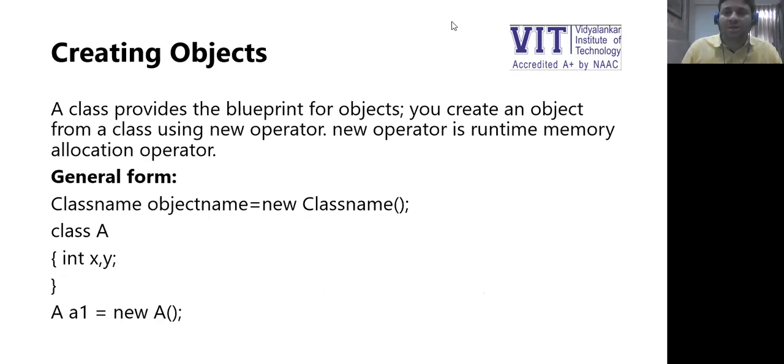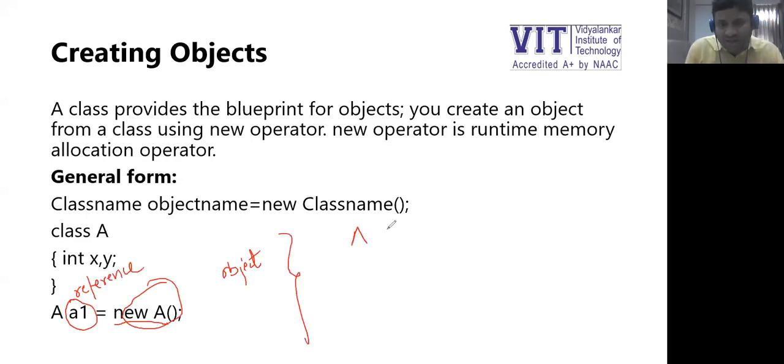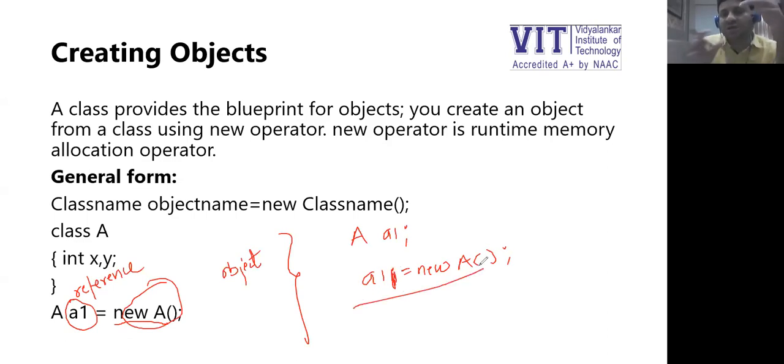Now here, this new is a runtime memory allocation operator. So basically, this is the object, and this A1 is a reference. So ideally, it works like this. I write A1, it means that I am creating a reference of class A. So this reference can be assigned to an object of class A. And now new A, I created an object of class A and assign it to the reference A1. So A1 equals new A.